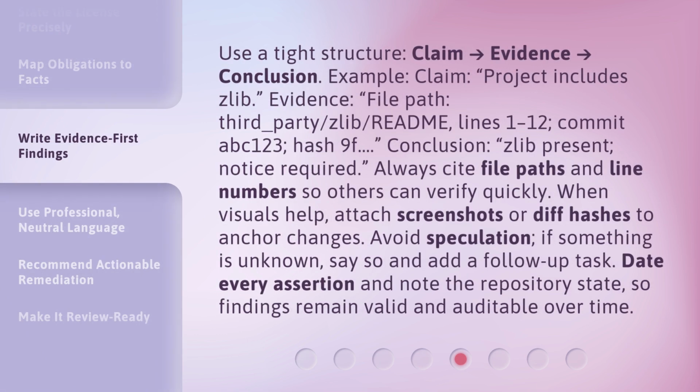Use a tight structure. Claim, arrow, evidence, arrow, conclusion. Example. Claim: project includes zlib. Evidence: file path third_party/readme, lines 1 to 12. Commit ABC123, #9F. Conclusion: zlib present. Notice required. Always cite file paths and line numbers so others can verify quickly.